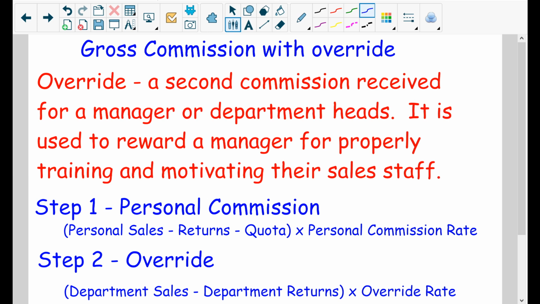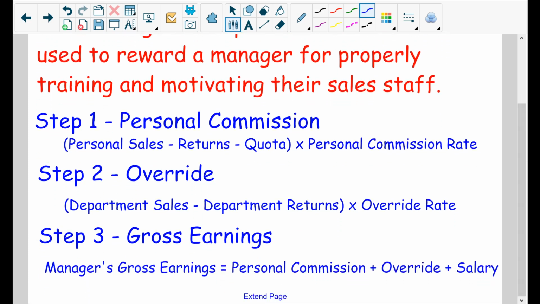Alright, gross commission with override. So override is the second commission received for a manager or maybe like a department head. It's used to reward the manager for properly training and motivating the sales staff. So multiple steps here. First thing is we're finding that personal commission. That's what we've been doing. Okay, so it could be any of those options. Personal sales, it could have returns in it, it could have a quota with it, it may not. Okay, it may just be a straight commission. But any of those personal commissions that we've calculated so far, that's what you do first.